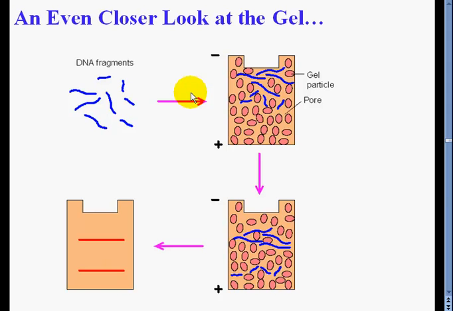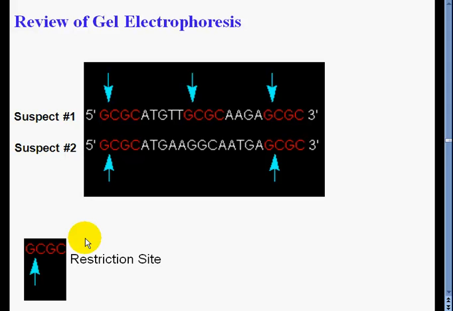Now let's go even closer. If we were to look at the gel under a microscope, what we would see is tiny, tiny particles of gel. And between those particles are openings called pores. And the DNA, once electricity is applied, actually has to work its way through those openings. It's kind of like a maze or an obstacle course. And of course, a smaller DNA fragment is going to be able to squeeze through those holes between the gel much more quickly than a larger DNA fragment. So, at the end of running the gel, our small DNA fragments form this band. The large DNA fragments, who couldn't squeeze through quite as quickly, form this band.